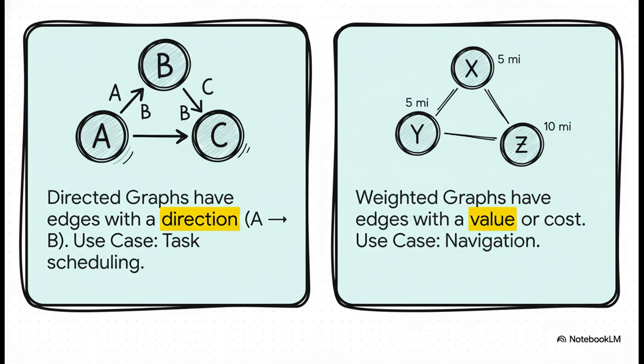Or we can make a weighted graph, where we give each edge a value, like a cost or a distance. Think about a map showing you that the road from city A to city B is 10 miles long. That's essential for finding the best route.